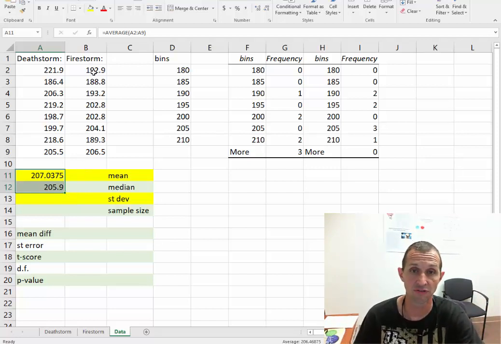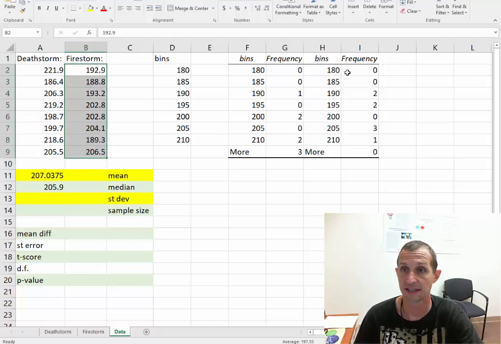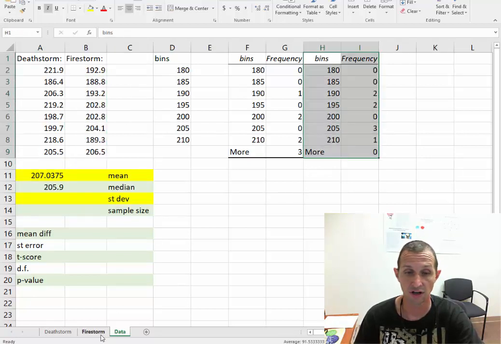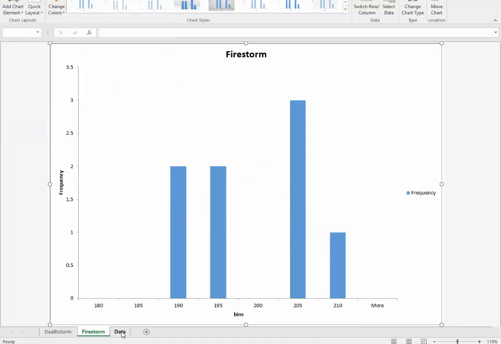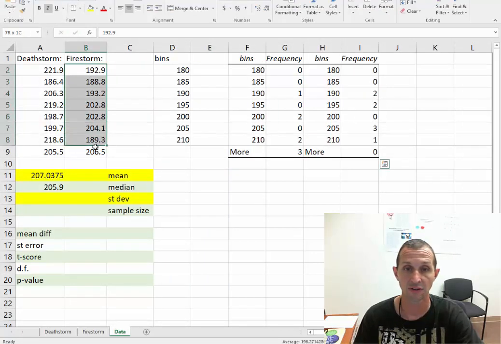I did the same thing for Firestorm. I selected the data and created the chart. The chart for Firestorm looks like this. This actually is looking pretty good. This is kind of normal-ish looking. You could say it was skewed to the left a little bit, but again, that could be bin sizes. I do only have 8 values.